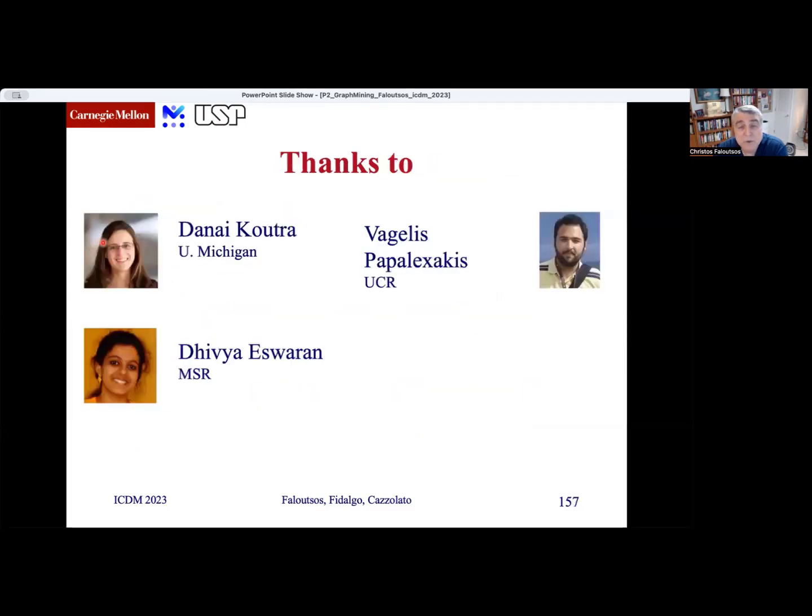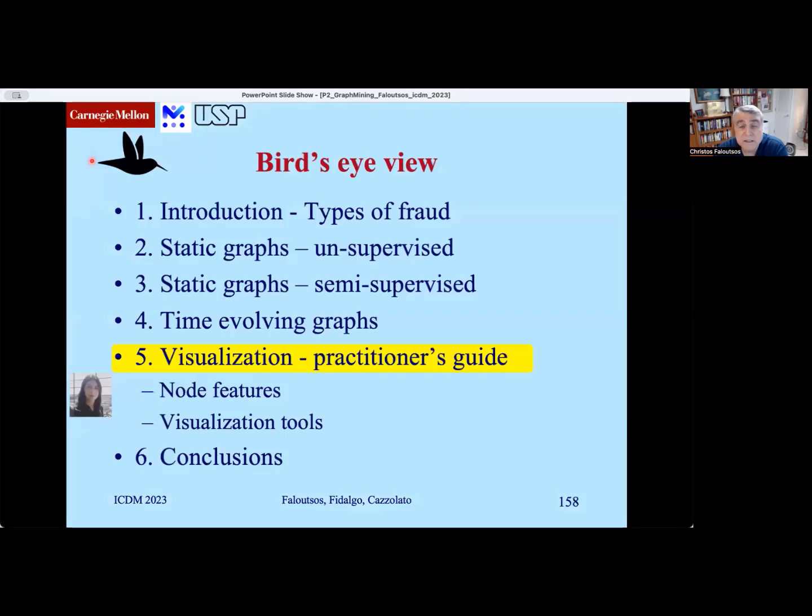papers on tensor decompositions. My thanks to Danai, Divi, and Vangelis, who allowed me to use some of their slides. And this is the end of this part. Mirela will take over and discuss visualization, how to extract node features, and what visualization tools we can use to find anomalies in graphs. So this is the end of this presentation. Any questions?